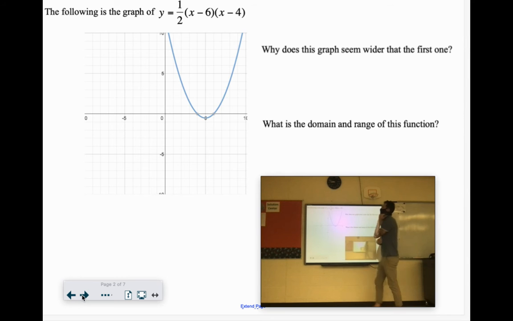The following is the graph of y equals 1/2 times x minus 6 times x minus 4. Why does this graph seem wider than the first one? Because you got the 1/2 in front. It's got a compression. It's compressed by a factor of 1/2.